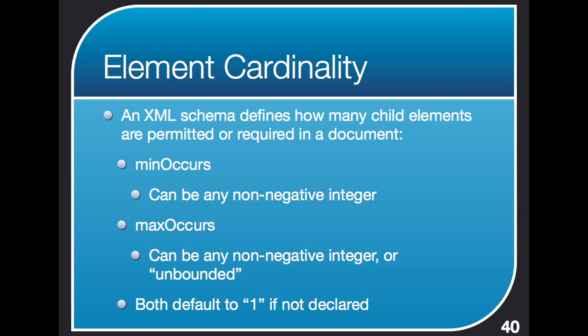Max occurs is similar. It can also be any non-negative integer, including 0. Yes, you can say the maximum number of times an element can occur is 0. It's kind of a way of forbidding an element. You're not going to see it very often, but it's allowable. Technically, you can do it. Again, max occurs could also be 1, meaning 1 is the max. I can only have 1 of this element at most.